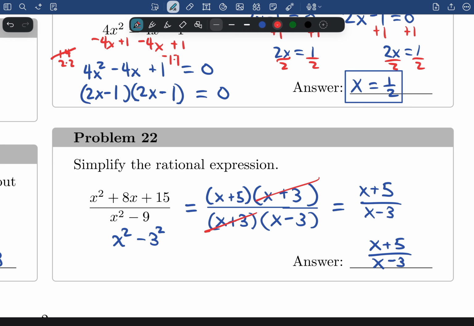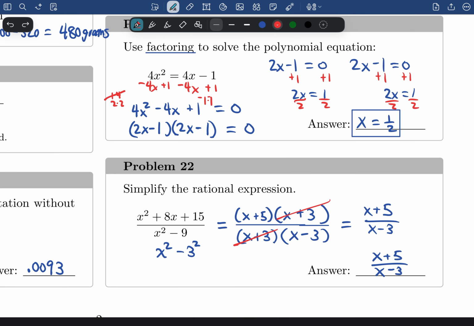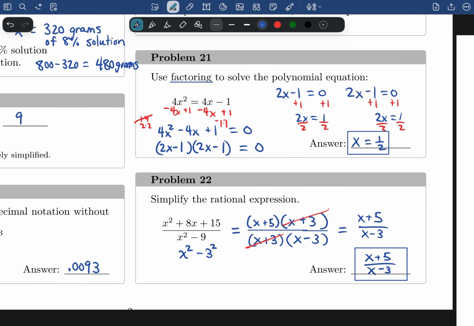And you may be tempted at this point to cancel x on top and x on bottom. You cannot do that. You cannot cancel terms. You can only cancel factors. Okay, so if you try to cancel terms, that's when kittens die, right? You kill kittens when you cancel terms instead of factors like we addressed in the past. Great. So we're happy with this. No kittens killed. X plus 5 divided by x minus 3.